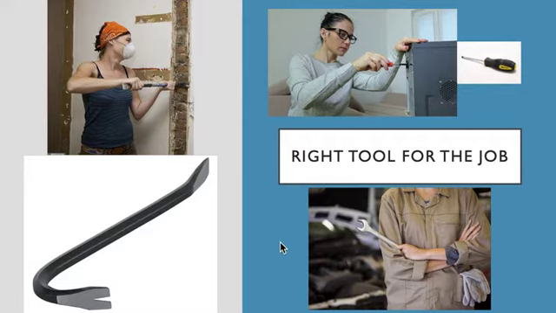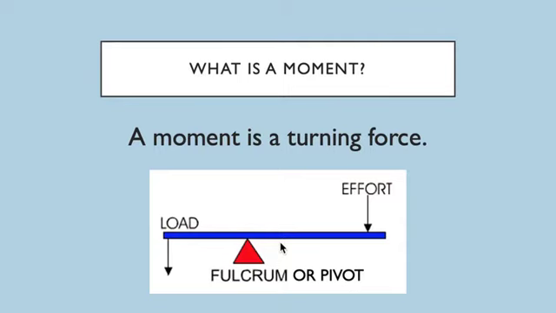Well, they're all turning. They can turn things, and that's really what we're looking at when we're looking at moments. Moments is all to do with turning forces. So this is our definition of what a moment is. A moment is a turning force, and you can see here I've got some of the key words that you need to be able to use when describing moments.